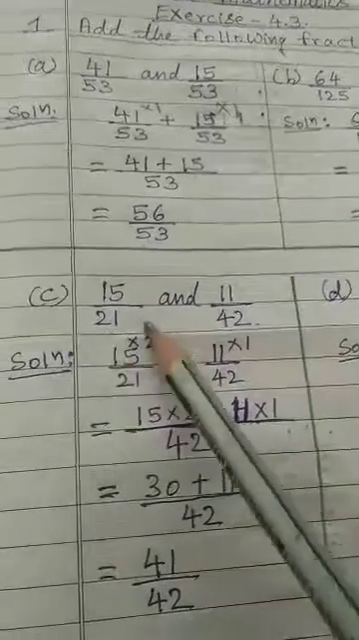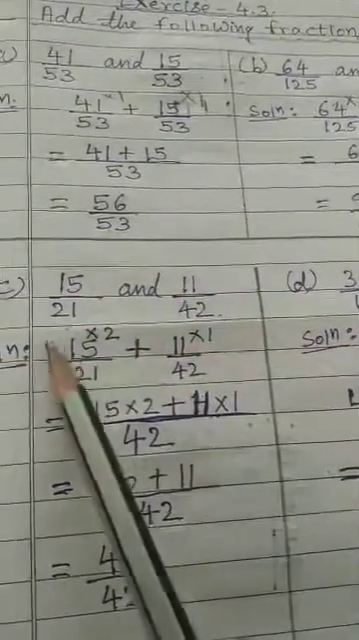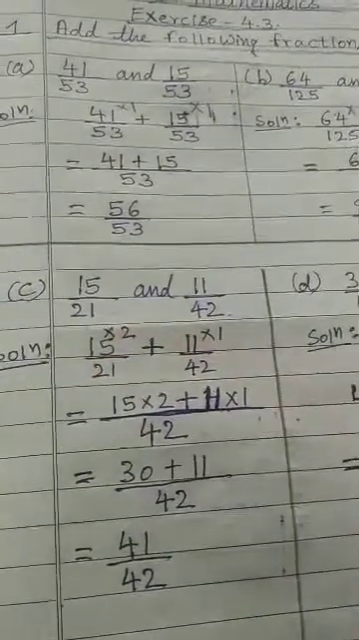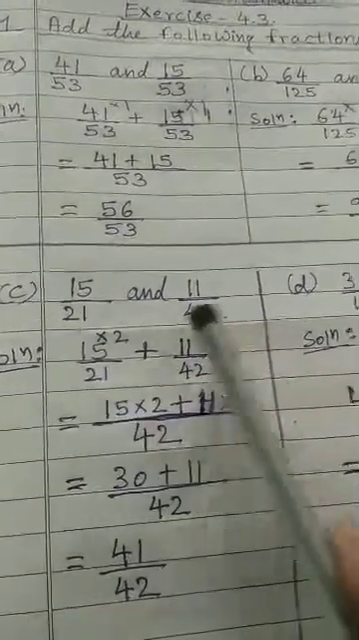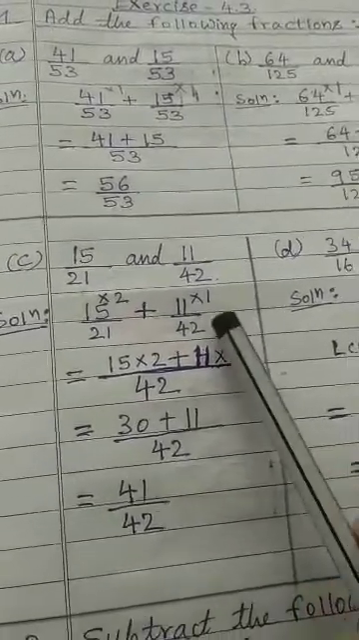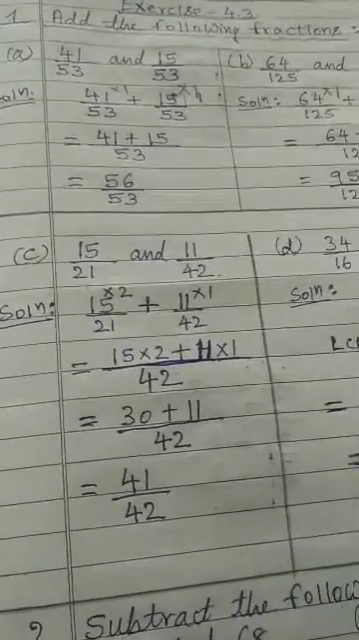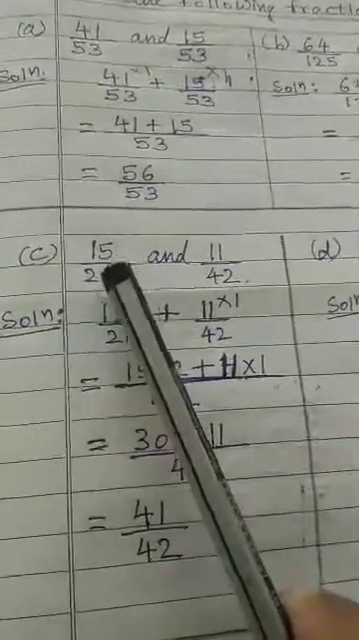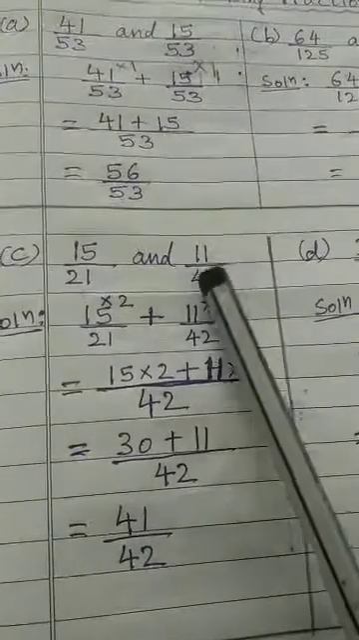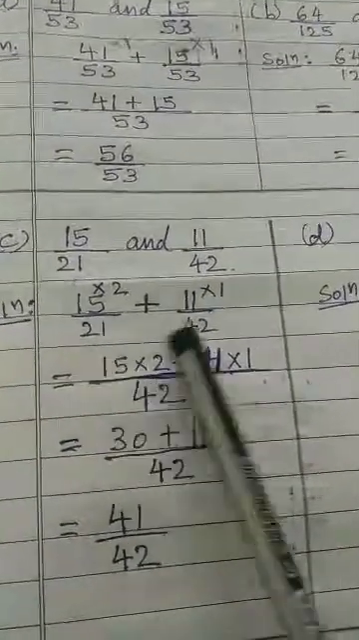Sometimes, every time denominators will not be the same. They will change. See, in C question, 15 by 21 and 11 by 42. Here denominators are not the same. In such cases, what do you have to do? You have to find the LCM of these two denominators. So solution, how do you write? 15 by 21 plus 11 by 42. Denominators are different, so their LCM you have to find.